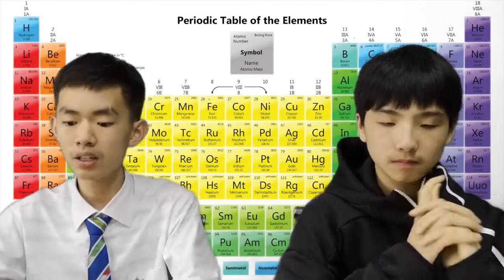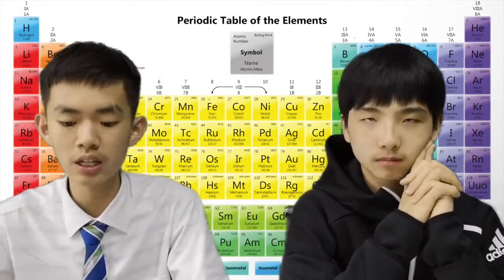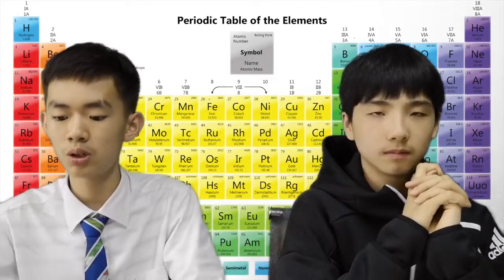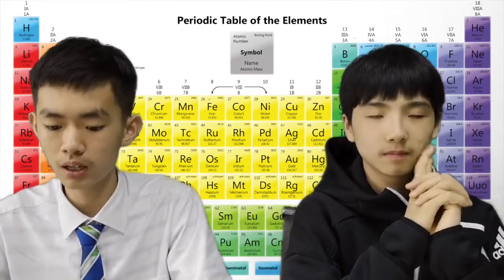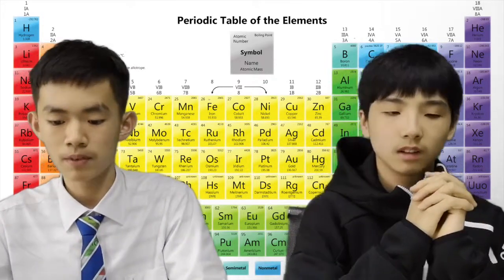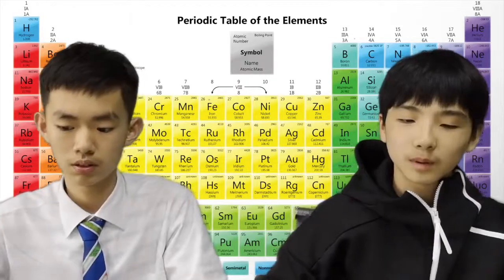By the year 1869, there were 60 elements discovered, and Mendeleev put them in correct order, and it began to look like a periodic table, which is pretty much this one. The contemporary periodic table now looks like this.